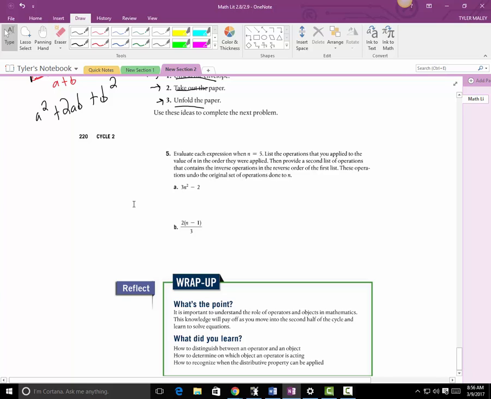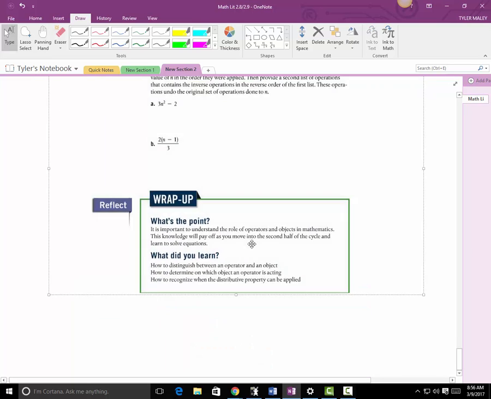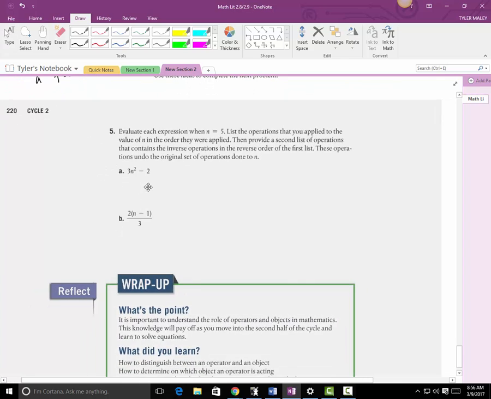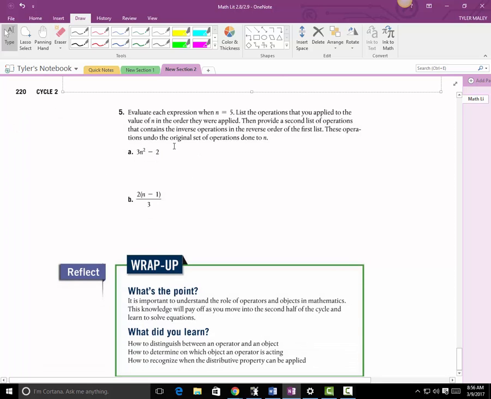So next, I want to look at these two examples. Let me make this text a little bigger. All right. So we're on number 5 on page 220, right? So we're told to evaluate each expression when n equals 5, and they want us to list the operations that we applied to the value of n in the order that they were applied, and then we're going to make a second list of operations that contain the inverse operations, and we're going to do them in reverse order, right? So in the way that someone would open the letter, in a sense, right?